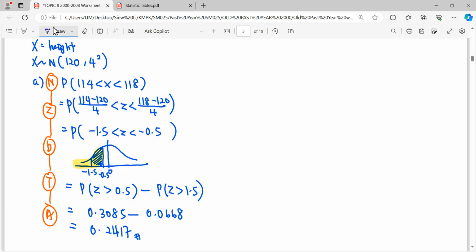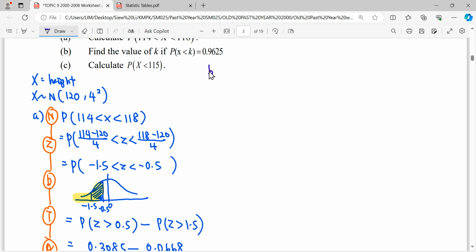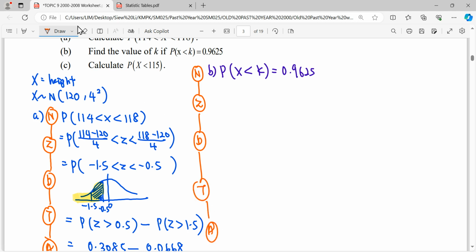We move on to part B, where they give us the probability that x is less than k, where the x value is not given but the probability is given. So this question is the reverse of this one. This one is given the x value, finding probability, but that one is given probability, finding the x value. So same procedure, start with the normal distribution. We need to change to standard form, draw out the graph, find it from the table to get the answer.